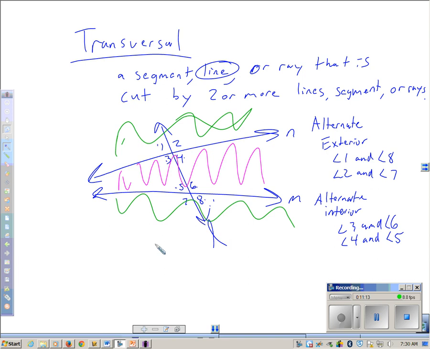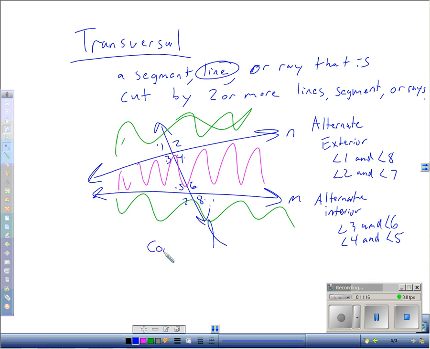Now you also have things called corresponding angles. And corresponding angles are angles that are on the same side of the transversal, and one is on the outside and one is on the inside. So they're on the same side, one is on the outside, one is on the inside, and they are on different vertices. So like angle 1 and angle 5. Those are on the same side and they're on different vertices. Angle 2 and angle 6.